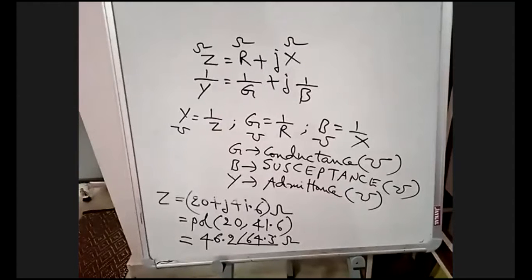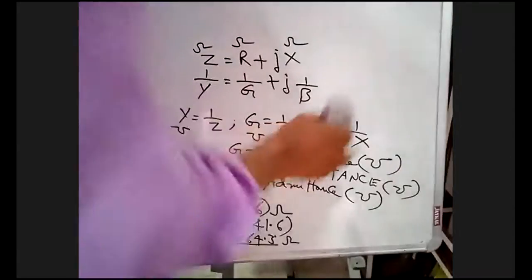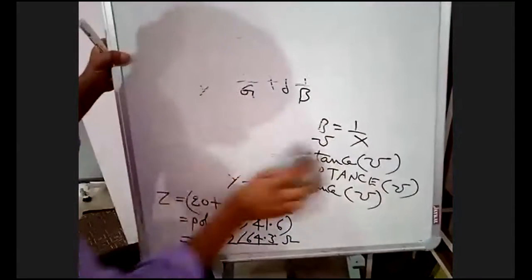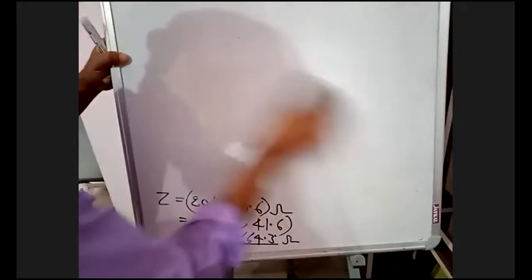In the exam, they will ask for 2 marks. What is the formula for susceptance? You have to write B is equal to 1 by X. What is the formula for admittance? 1 by Z. And what is the formula for conductance? G is equal to 1 by R. So remember these formulas. Now in this problem, he is asking us to determine the admittance. He is not asking the conductance and susceptance.